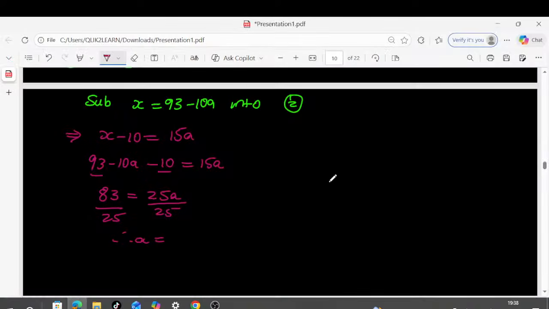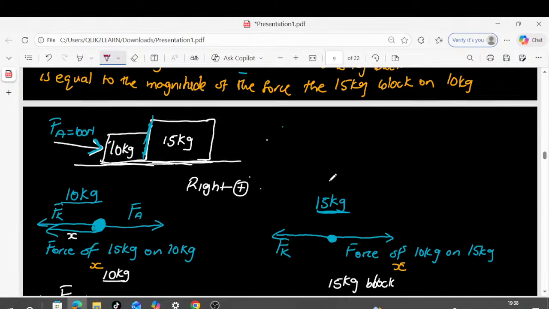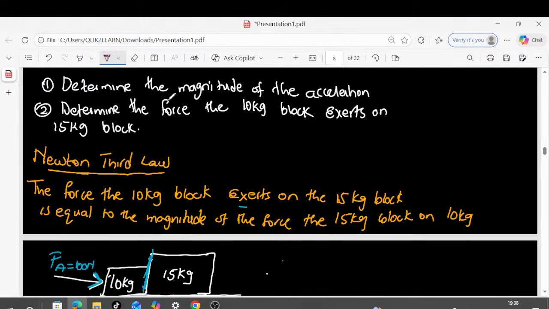So what do you get as your acceleration? Okay, so this gives us 3.32 meters per second squared. We're done with the first question, which said determine the magnitude of the acceleration. We have the magnitude of the acceleration. The next question says determine the force the 10 kg block exerts on the 15 kg block.